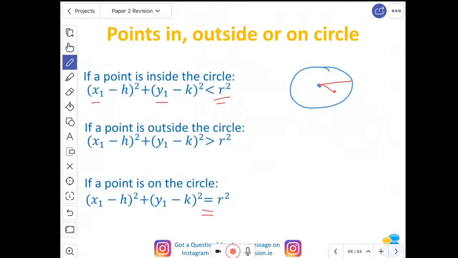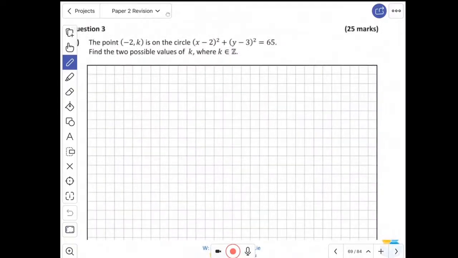Okay, so if you look at this question here, then just to show you how this would work, we're being told that the point is on the circle and you're being asked to find two values of k. What makes this question a bit easier to follow actually is that they've given you the equation and they already have squared the radius. So just keep that in mind. The radius has already been squared there, so it's just 65.